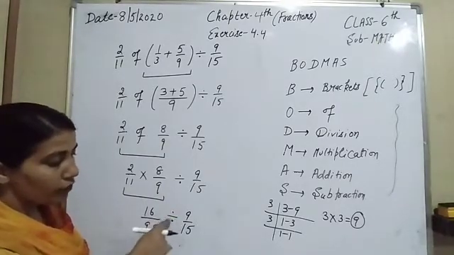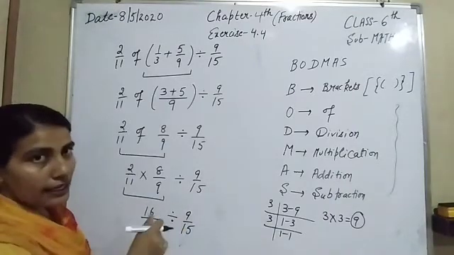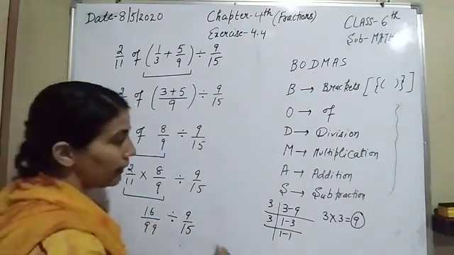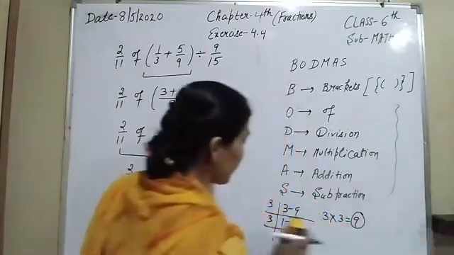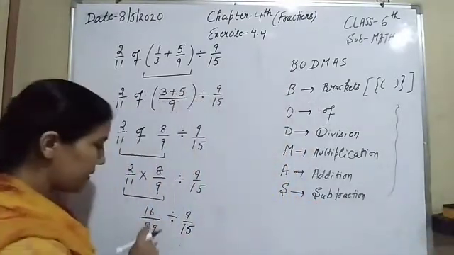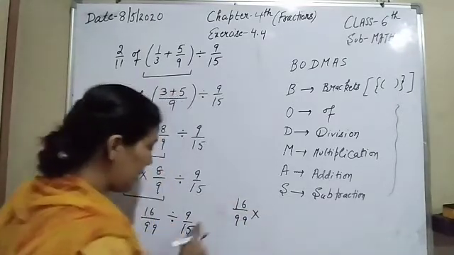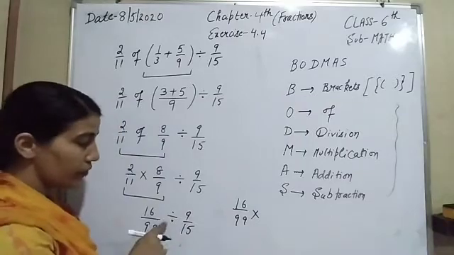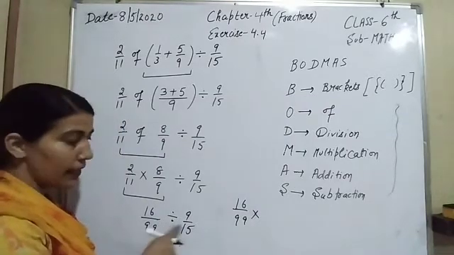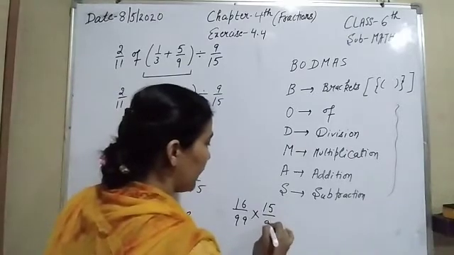To convert the symbol of division into multiplication, we just have to take its reciprocal. So it can be written as 16 by 99 and multiply 15 over 9, because we are going to change this division into multiplication and we have to take its reciprocal, and 15 by 9.